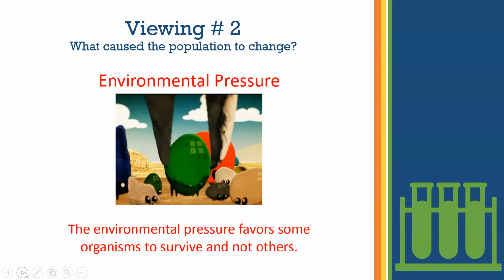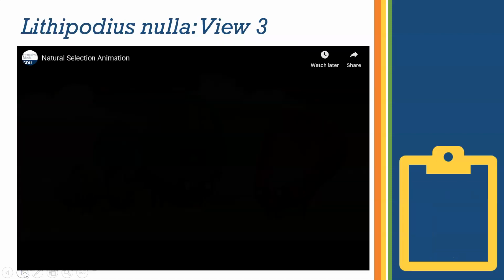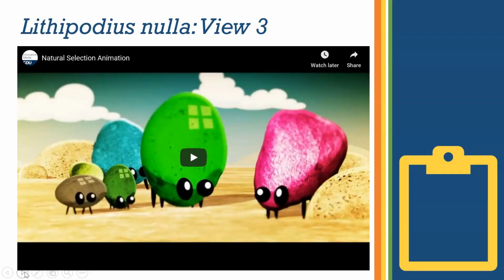But which organisms were favored to survive? In other words, which Lithopodius possessed the best combination of genetic traits helping them survive? When organisms have certain traits that give them an advantage for survival, we say that these organisms are best adapted to their environment. They're well suited to avoid the environmental pressure. We're going to watch a third time. I want you to identify those Lithopodius that are least adapted to their environment and those Lithopodius that are best adapted to the environment. Here we go.